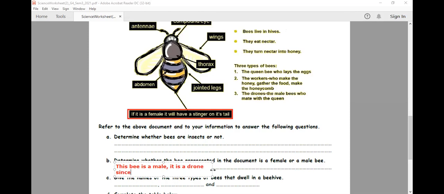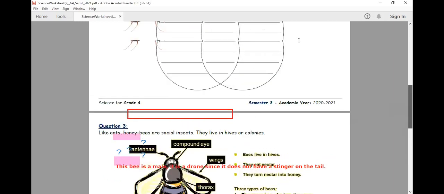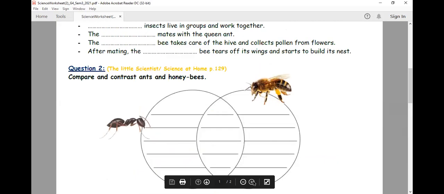Don't forget, since it does not have a stinger on the tail, because females have a stinger on their tail, okay? Don't forget that when I ask you to determine, you have to tell why. When I say determine something, you have to tell why. Why are they insects? They are insects because they have a thorax. This one is a male because it doesn't have a stinger. Say why. Okay. Let's read. And that's the answer for part B.